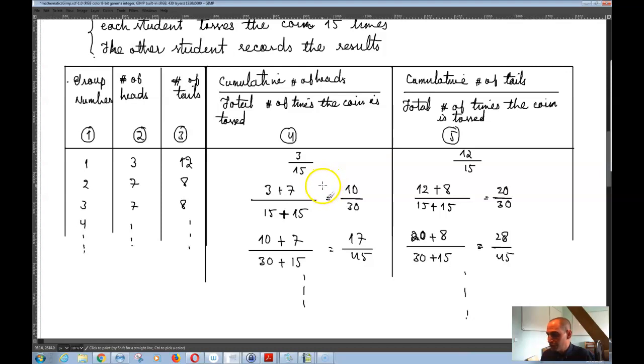So then what if you keep doing the same thing over here? What you will observe is that as the total number of tosses of the coin increases, the value of the fractions in column 4 and 5 come nearer and nearer to 0.5. So over here, for example, you have 17 over 45. Over here, you have 28 over 45.